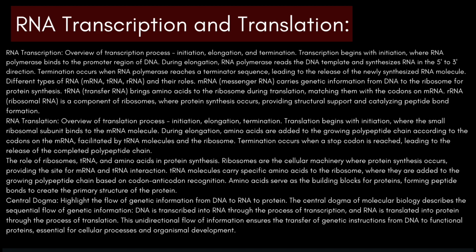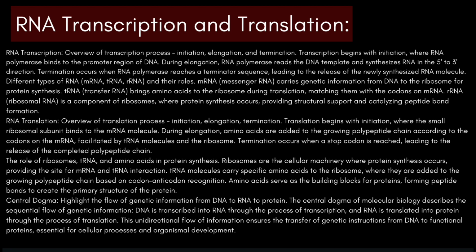RNA transcription: to give a brief overview of the process, we have 3 steps: initiation, elongation, and termination. Transcription begins with initiation, where RNA polymerase binds to the promoter region of DNA. During elongation, RNA polymerase reads the DNA template and synthesizes RNA in the 5' to 3' direction. Termination occurs when RNA polymerase reaches a terminator sequence, leading to the release of the newly synthesized RNA molecule.